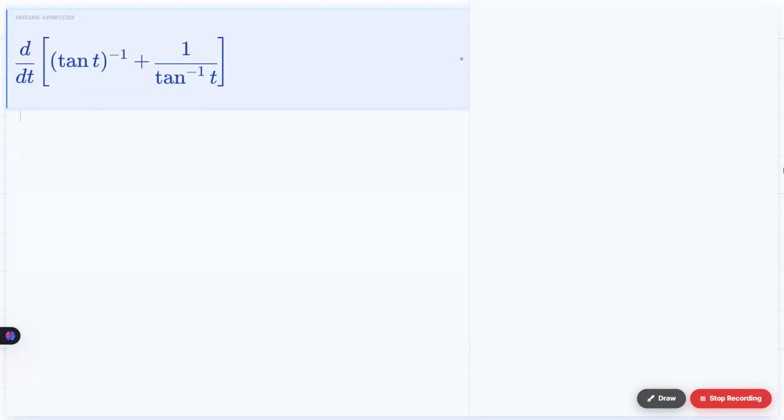We look at the original expression: d/dt of (tan⁻¹ plus 1 divided by arctan). We do this to see our starting problem. This is the math we must solve.